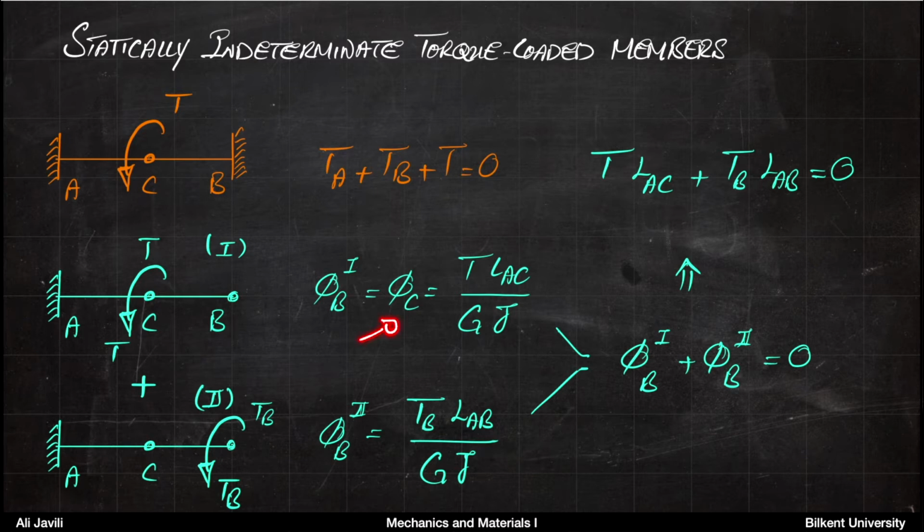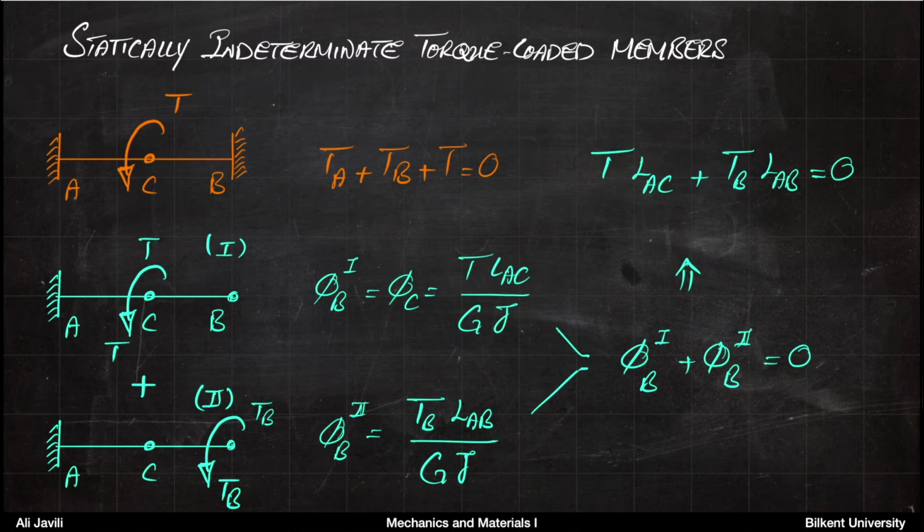So the angle of twist at C is T times LAC, because the angle of twist at C is basically the angle of twist at C with respect to A, and because A is fixed, that is the angle of twist at C. So that is T LAC divided by GJ. Now from system 2, you can also calculate the angle of twist. So if it's a bar here, and you have now torque TB, the angle of twist at point B from system 2 is TB LAB, the total length, divided by GJ.